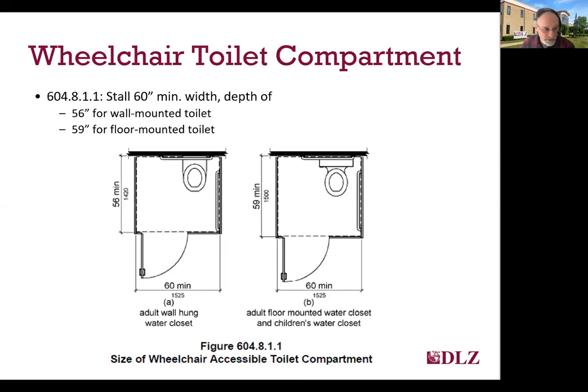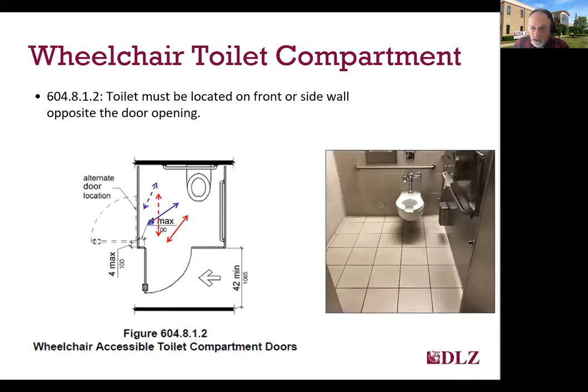Stalls are required to be a minimum of 60 inches wide, and the depth is dependent on whether you have a floor mounted or a wall mounted toilet, with 56 inches for a wall hung water closet, and for a floor mount, it's 59 inches. Section 604.8.1.2 has a couple of different requirements.